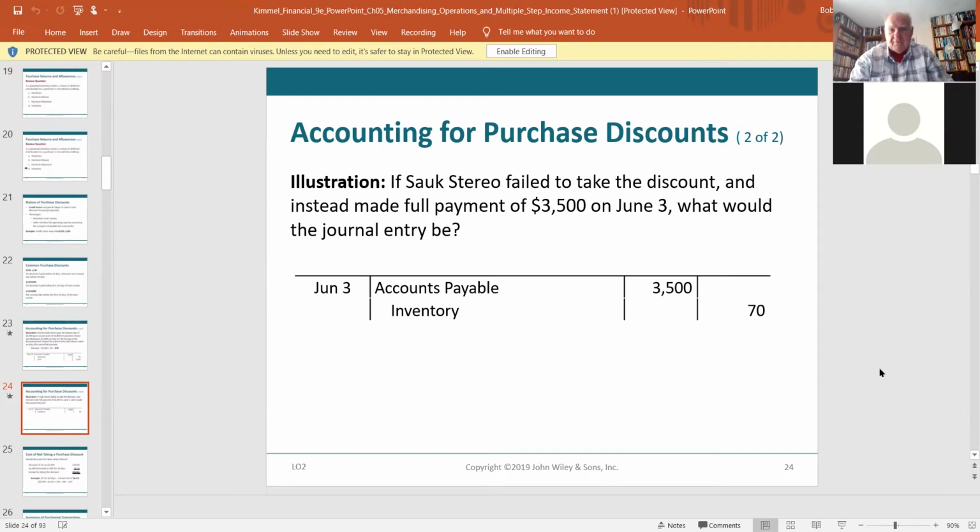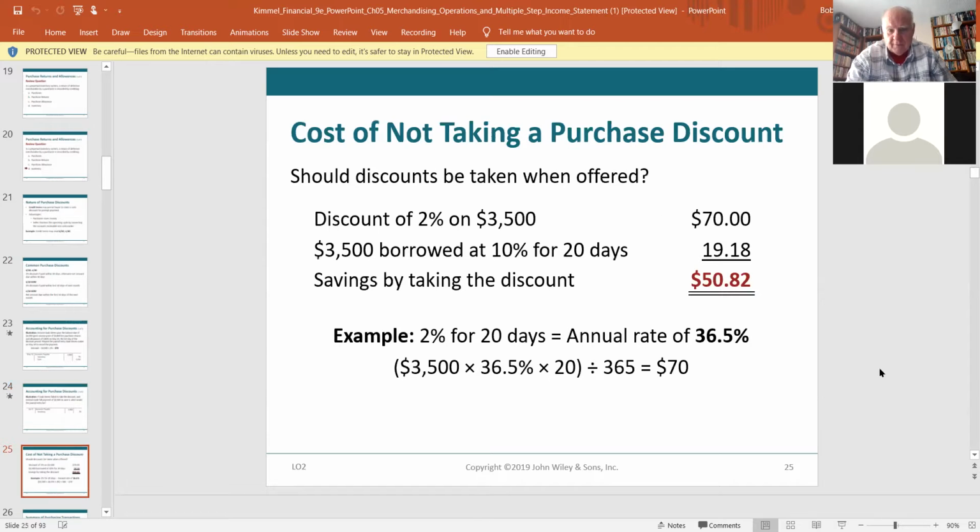Purchase discount. Now, if you fail to take the discount, you just have to make the full payment. The question now becomes, Derek, should discounts be taken? And the answer is unequivocally yes. In this world of incredibly low interest rates, if you take a 2/10 net 30 discount, you're actually getting a 37% discount annualized.